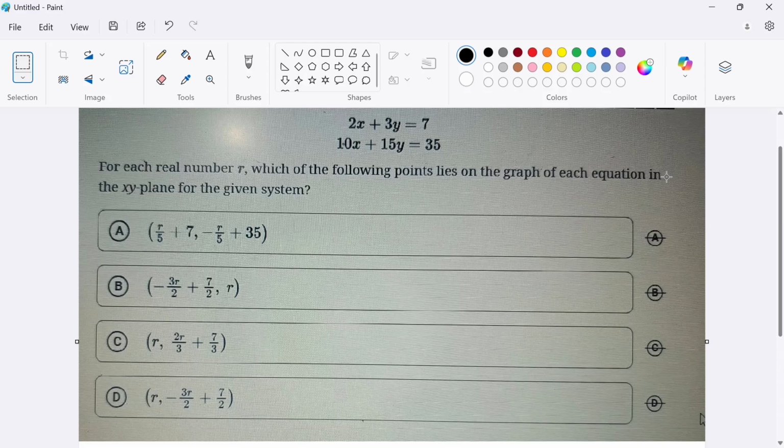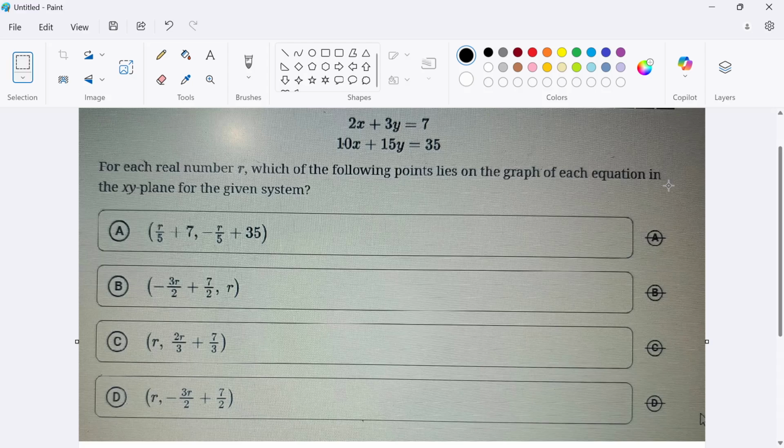But anyway, this one is 2x plus 3y equals 7. Well, it's got two equations. For each real number r, which of the following points lies on the graph of each equation in the xy plane for the given system? Well, it says for each real number, so r can be any real number. So I'll just pick some.